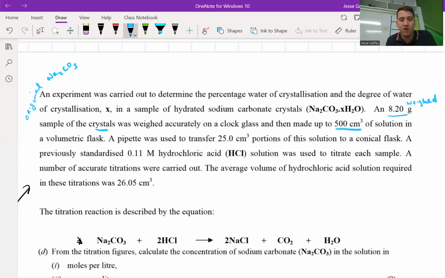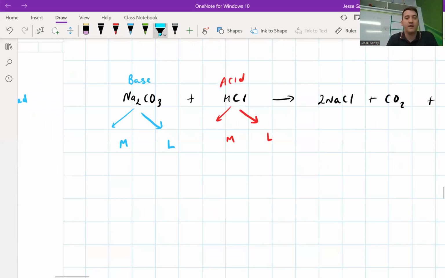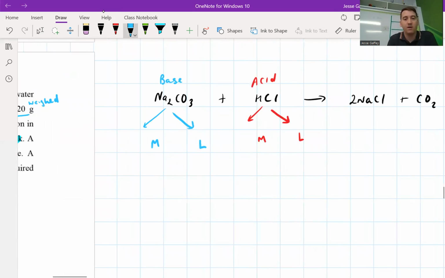It says a pipette was used to transfer 25 cm cube portions of this solution to a conical flask. So now we're getting to the information that's important about the base. We use 25 centimeter cube portions in a conical flask. So over here, that is this guy here that we've been talking about. Okay, and we use 25 cm cube portions.